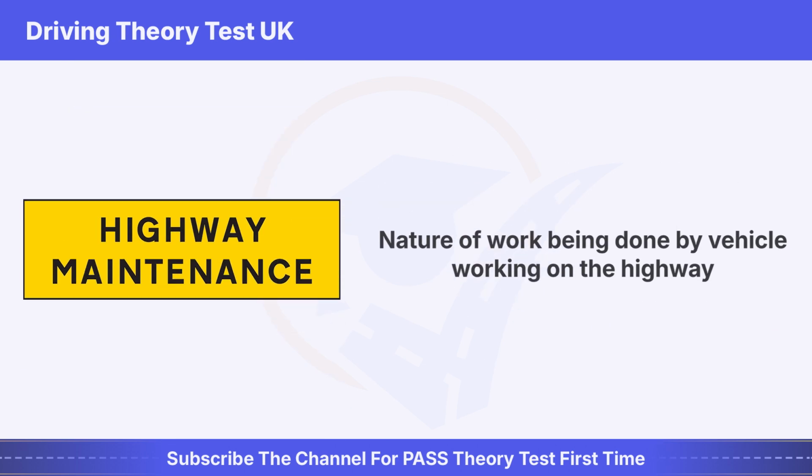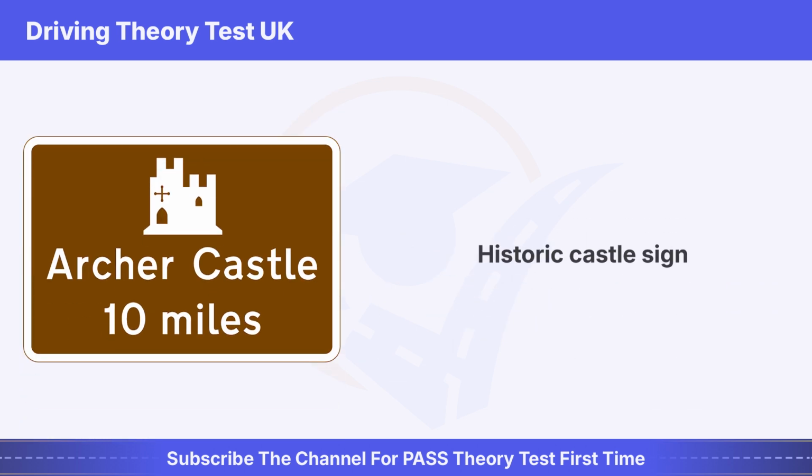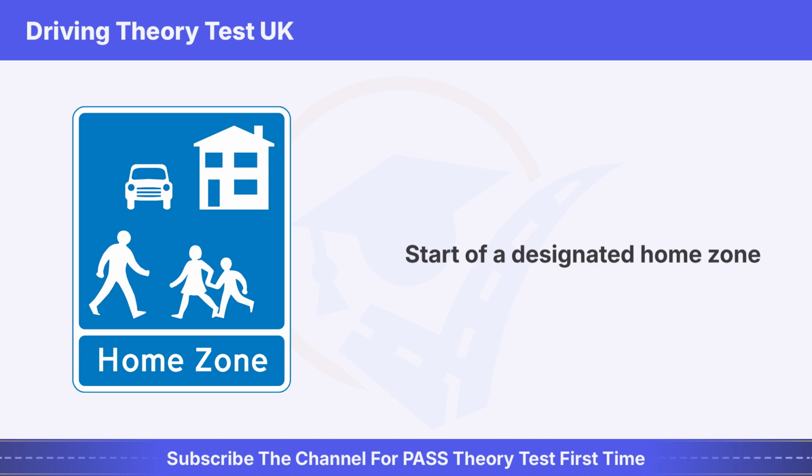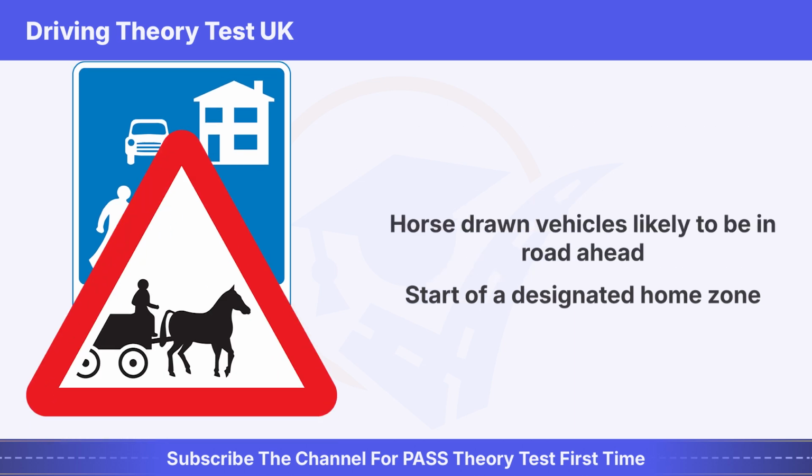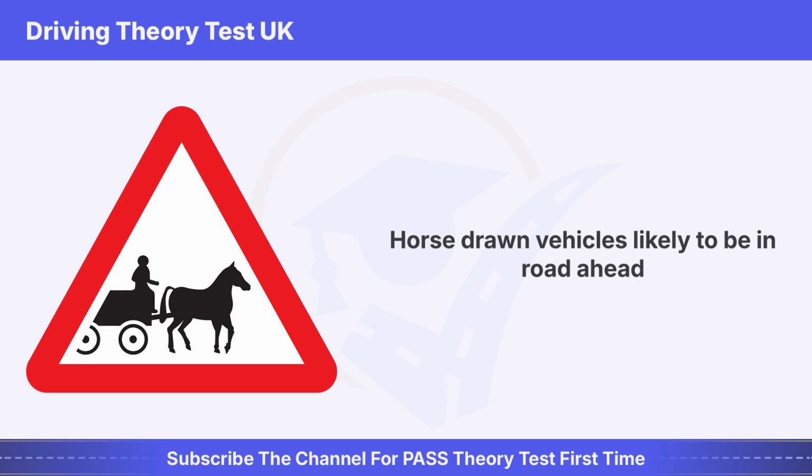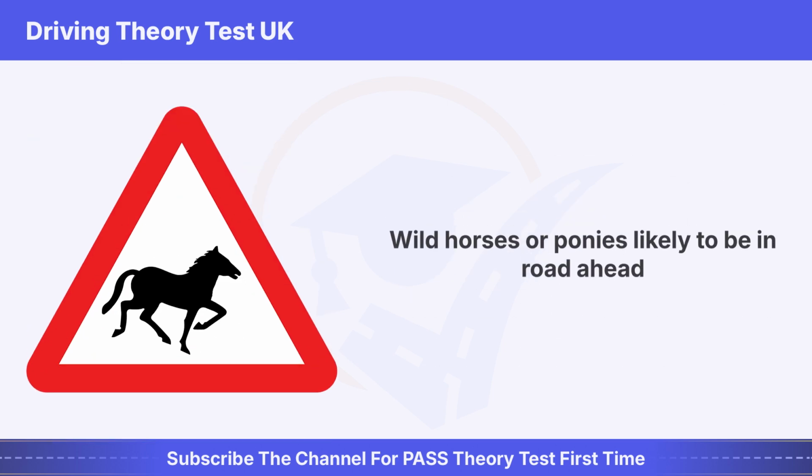Nature of work being done by vehicle working on the highway. Historic castle sign. Start of a designated home zone. Horse-drawn vehicles likely to be in road ahead. Wild horses or ponies likely to be in road ahead.